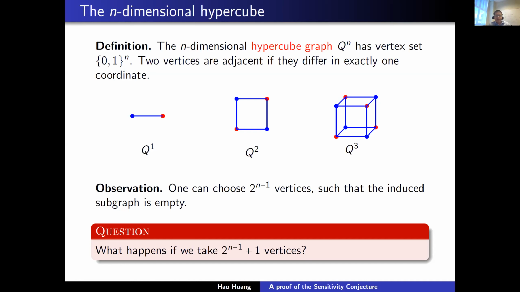So, but actually there's a nice way of taking a different configuration of one more vertex than half of the vertices, such that for the three-dimensional cube, the maximum degree is only 2 instead of 3. And now we can ask a general question. What happens if you just take one more vertex than half? If n goes to infinity, how can we minimize the maximum degree of this induced subgraph? Does it have to go to infinity, for example?